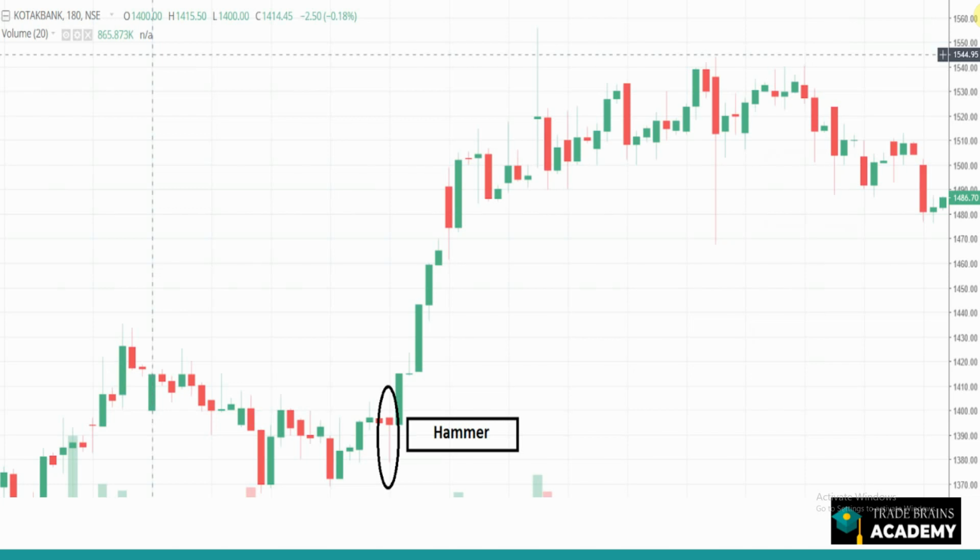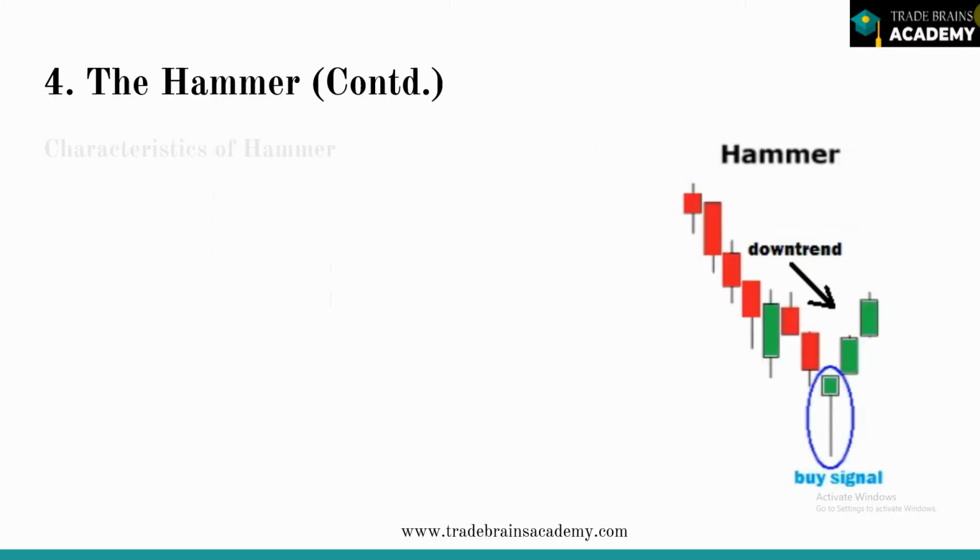And after the formation of this candle, the market gave you a return of nearly 10 to 12%. So this is the power of the hammer pattern, and once the pattern is formed, it generally gives you a very decent trade in the market. Now, what are the characteristics of a hammer pattern?